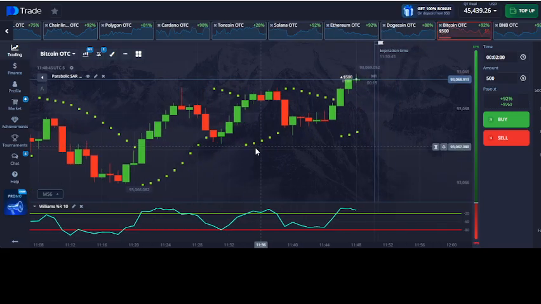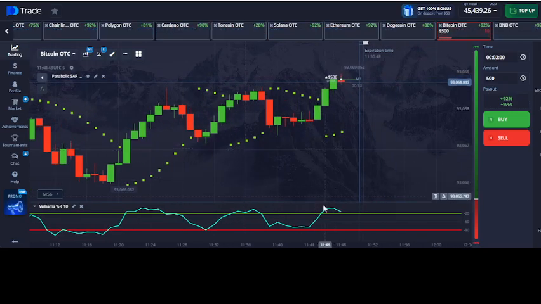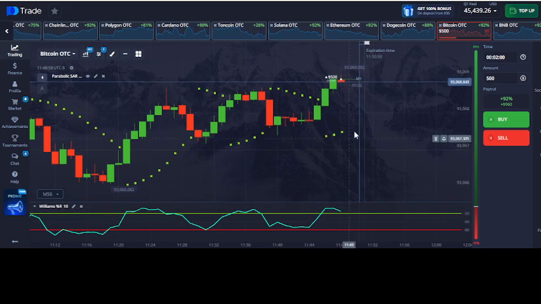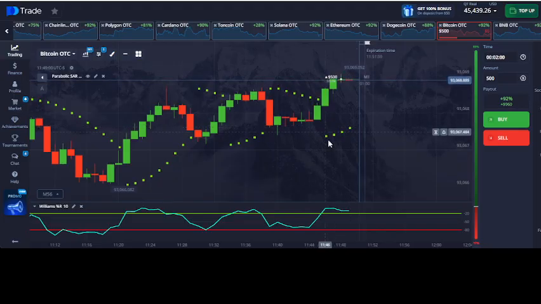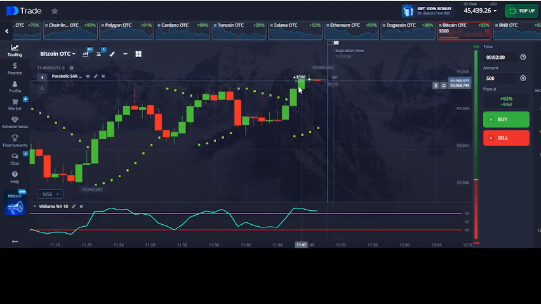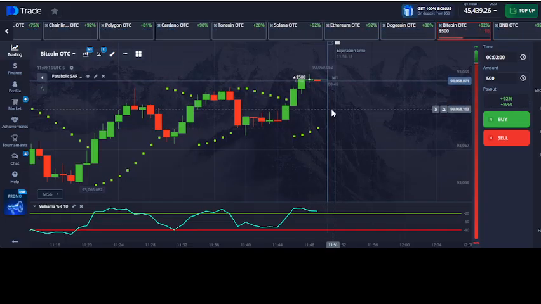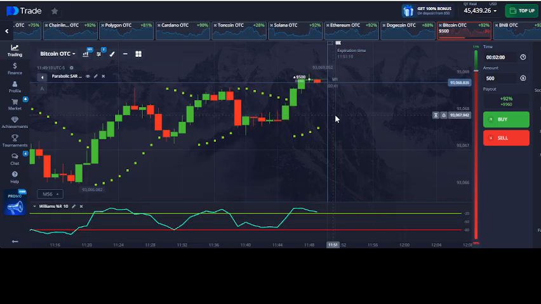And in addition to that, the Williams percent R line has crossed over the green 20 line here, you see. And thirdly, the parabolic SAR dots have begun to print below the candles here. Okay, so all of these confluences suggest a continued bullish momentum to the upside. So let's watch this trade and wait for the expiration.